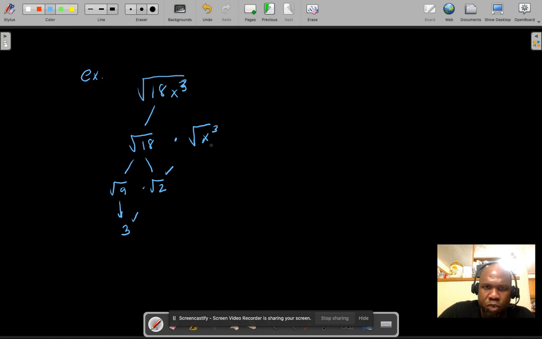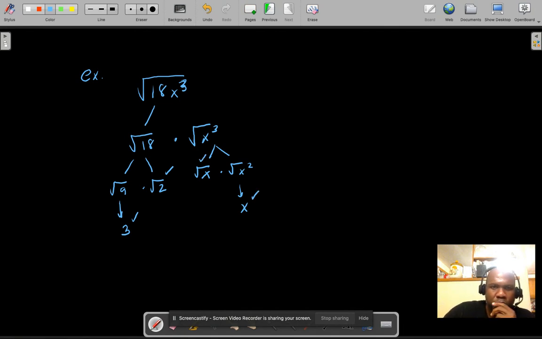Now, let's work with the square root of x to the third. We said that before. It can be broken down to the square root of x times the square root of x squared. Now, what do we know about x squared? The square root of x squared can be broken down as a perfect square to x, and then we can keep the square root of x the same.